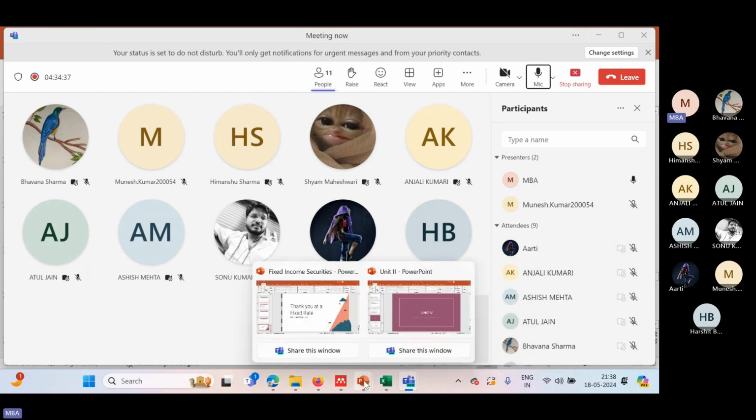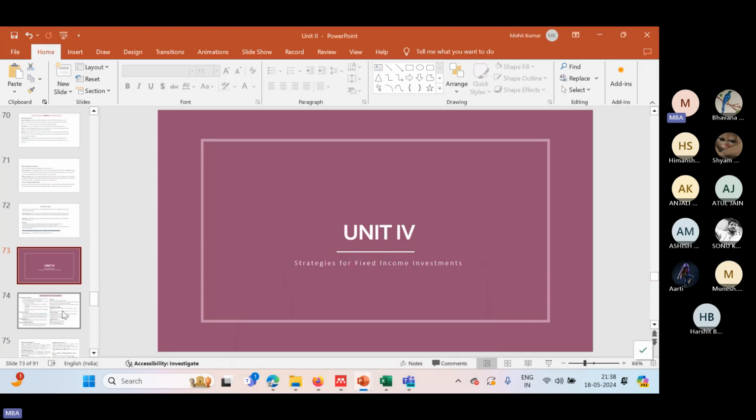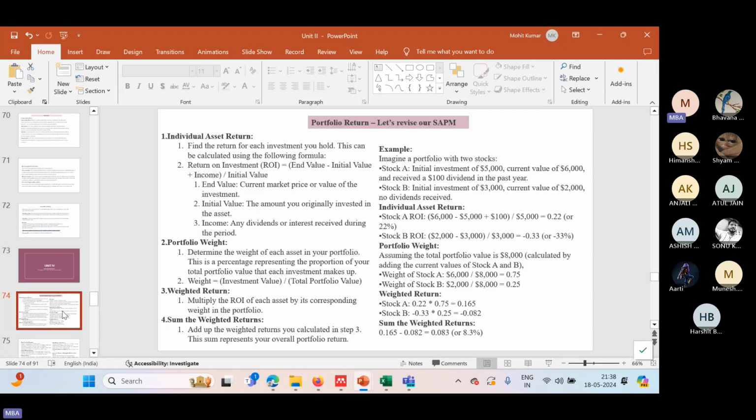How can we cover this unit 4? And with this, the chapter will be closed. This I gave you as an exercise only, so that you should have some understanding of portfolio return. You have already covered in your SAPM how to calculate portfolio return. First, you will calculate for individual security. Then you will calculate the weight and multiply the weight with the return. You will have the portfolio return. Okay.